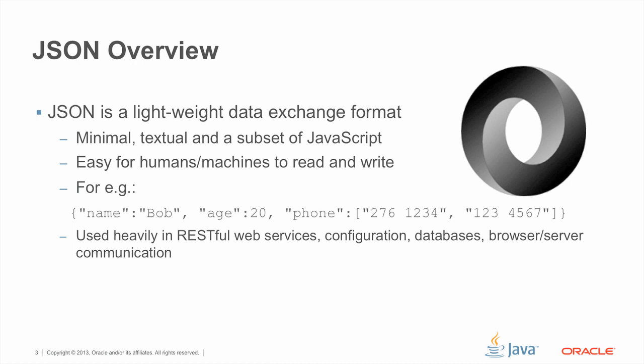So let's take a look at one example of JSON. In this example, it's basically representing a person in JSON. And this is an object structure, which is primarily name value pairs. As you can see here, there are three name value pairs. One is the name, and its value is Bob. The other name value pair is age, and the value is 20. And the phone, and its value itself is an array structure. The array structure is a sequence of values. Here there are two values, two phone numbers primarily. Both of them are strings.